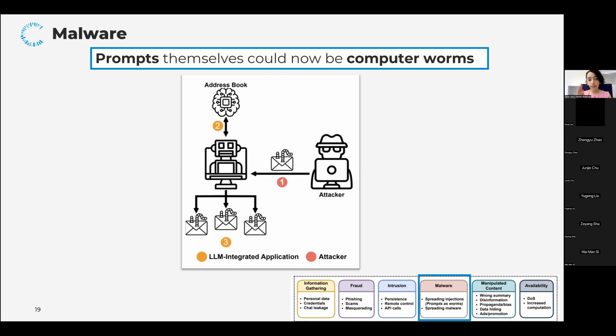So we simulate an attack here with an email client. An attacker sends an email with instructions, and the instructions here involve forwarding this email to all emails in the address book of the user. And here it essentially means that the attack can replicate itself, or can actually automatically spread by spreading to other LLMs.